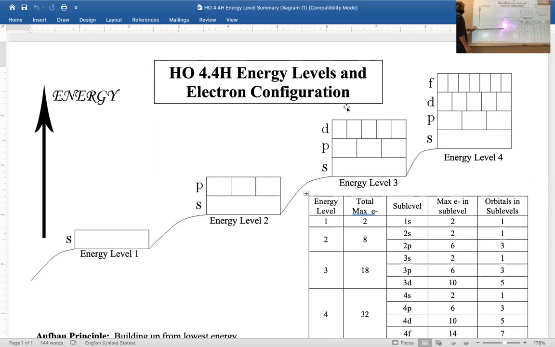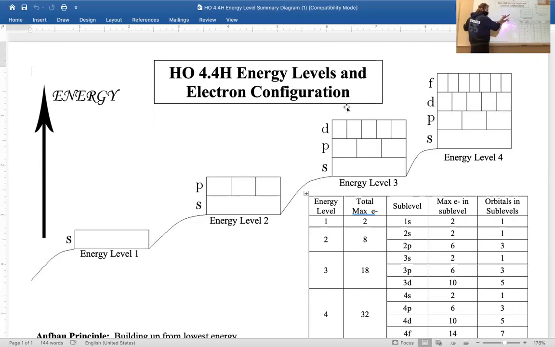What do we hit first? The first energy level, the 1s. We can put how many electrons in there? 2. 1 up, 1 down. Cool. What do we hit next? 2s. We can put 2 electrons in there. What do we hit next? 2p. Here's Hund's rule, right?